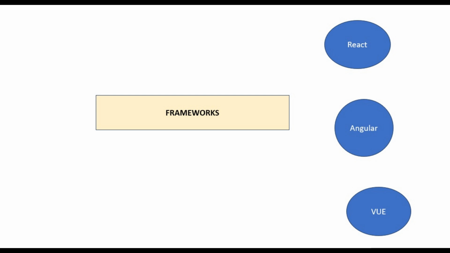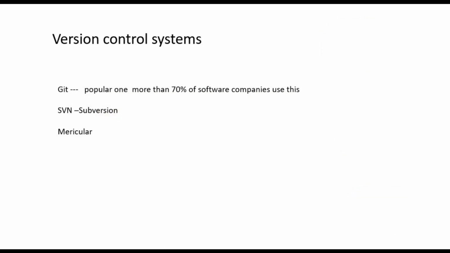Next comes version control. This version control is important to track our project work and to collaborate with other team members. In industry, there are Git, SVN, Subversion, Mercurial. Git is a popular one. More than 70% of companies use Git. Other systems use different version control management systems.